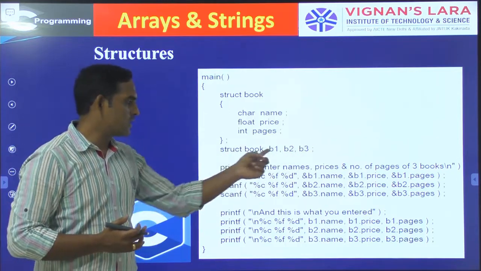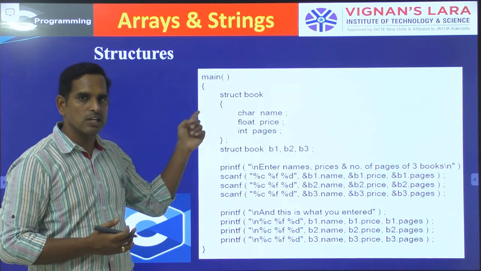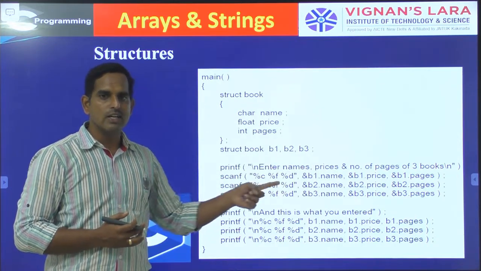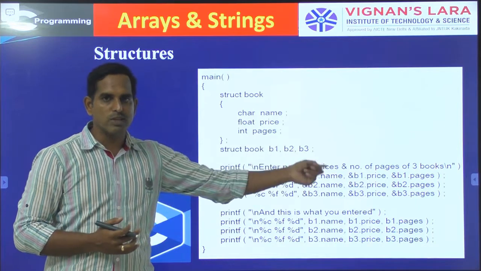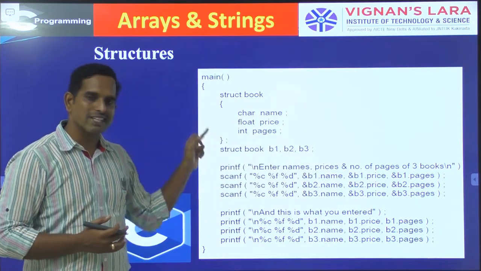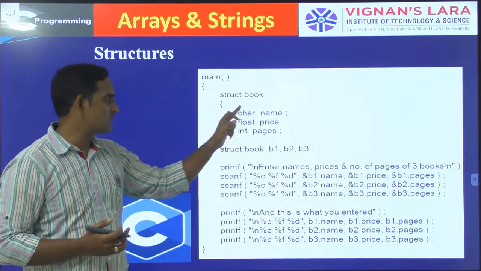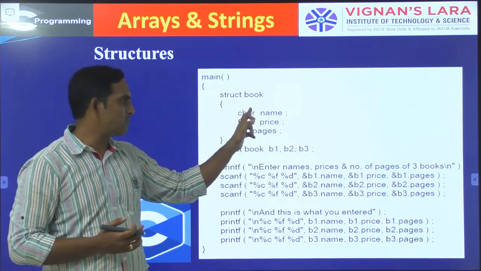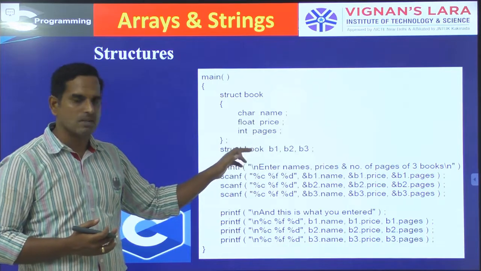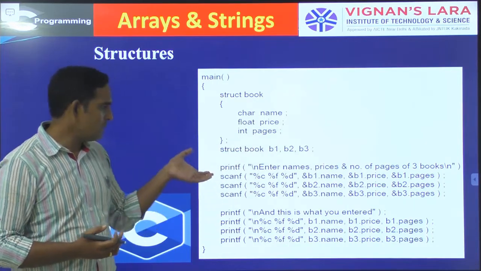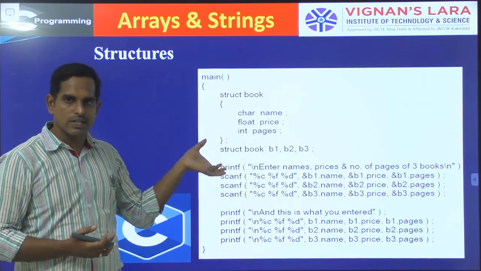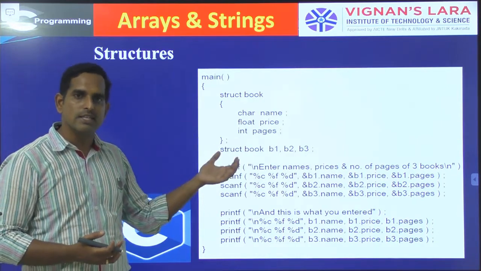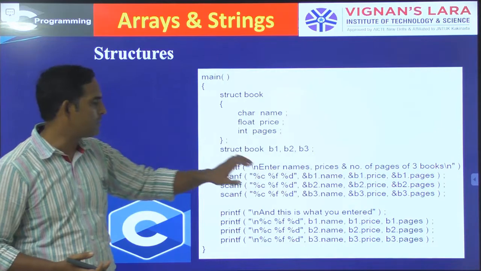Here you have created one book structure. Using that book structure, you have created 3 elements, B1, B2, B3. They represent book 1, book 2, book 3. Book 1 will have its own set of parameters, that is name, price, pages. Book 2 also will have its own set of parameters, name, price and pages. So we can implement that by using the structure as well. The structure implementation will be much easier compared to the arrays implementation.